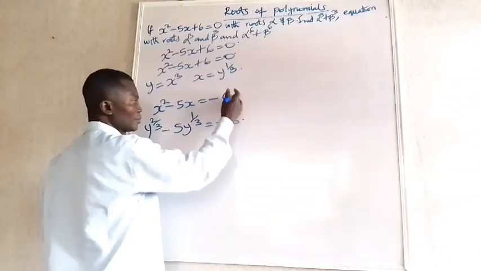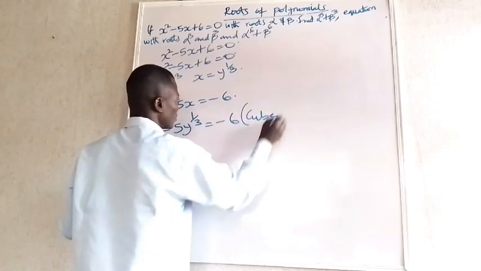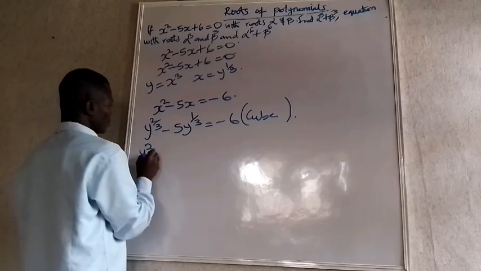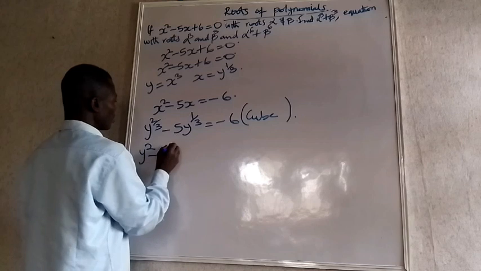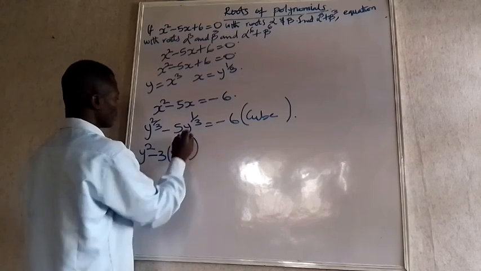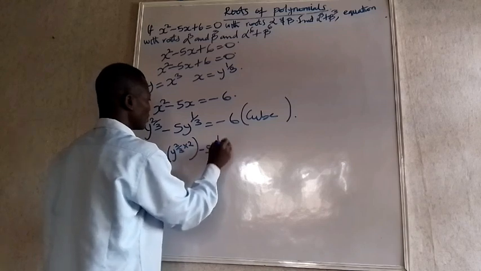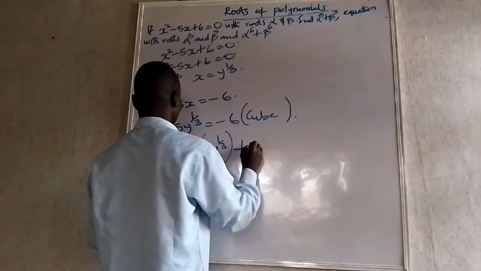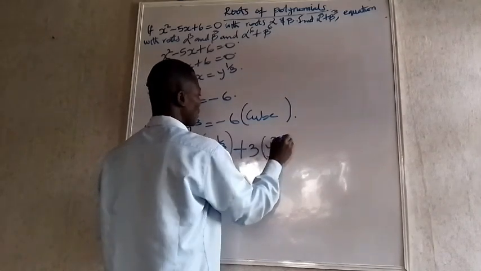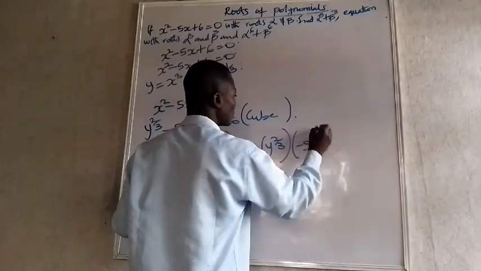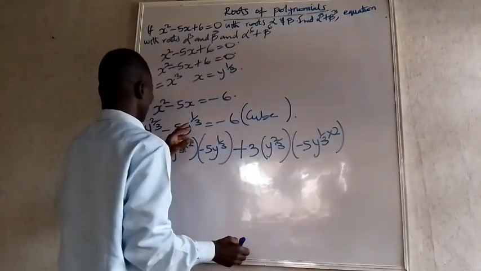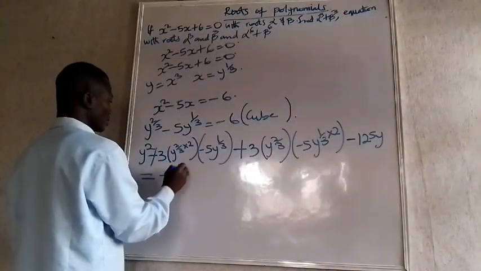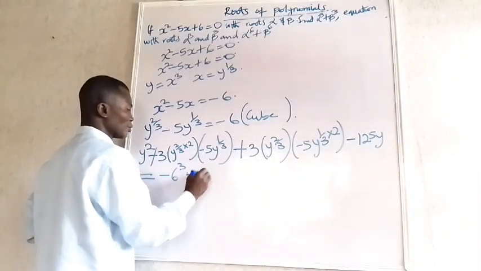Now, I will cube this equation. And that's going to give me y raised to power 2 minus 3 into y raised to power 2 over 3 squared times minus 5y raised to power 1 over 3 plus 3 into y raised to power 2 over 3 into minus 5 raised to power y squared minus 125y is equal to minus 6 cubed. So let me put it like this. Minus 216.